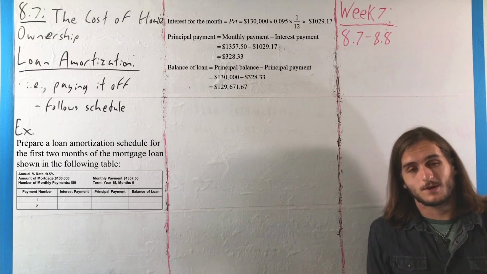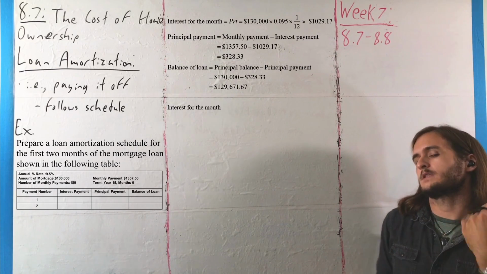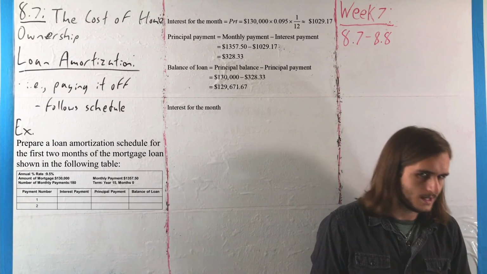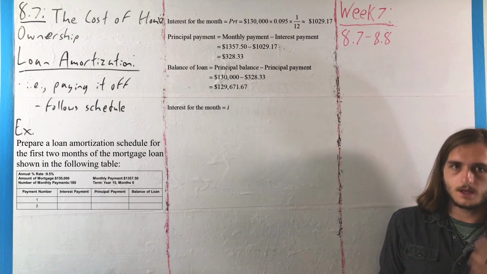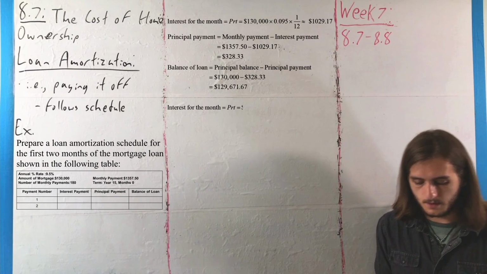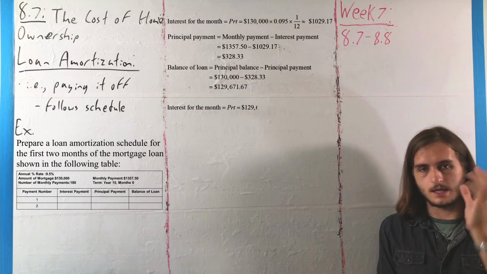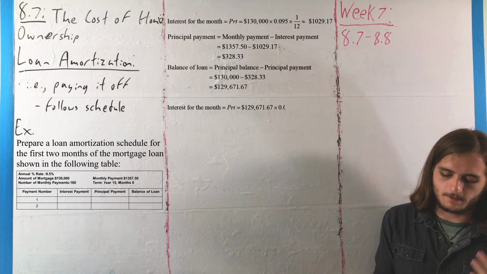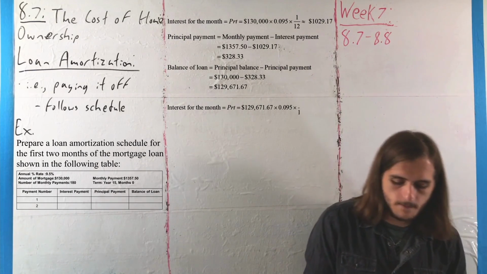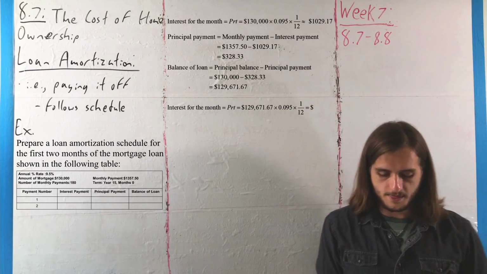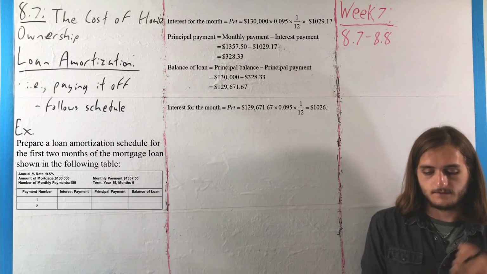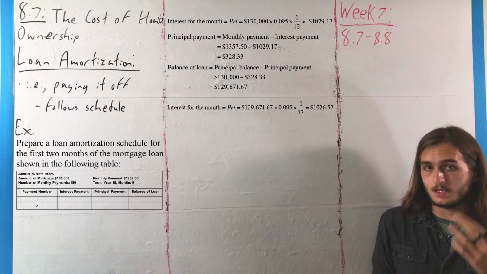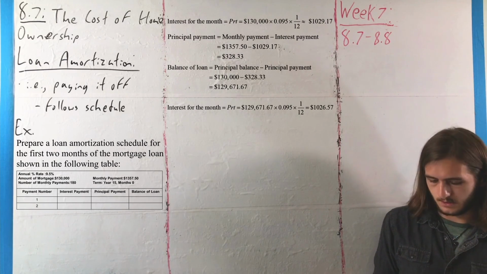And then for the second month, we do the exact same thing, except now we're going to look at it in terms of the amount remaining, that $129,000, instead of the total $130,000. So the interest for the month would be that $129,000 thing multiplied by the horrendous interest rate of 9.5%, multiplied by 1/12, because we're talking about 1 month out of a year, for a value of $1,026.57. So you notice the interest there went down a little bit.